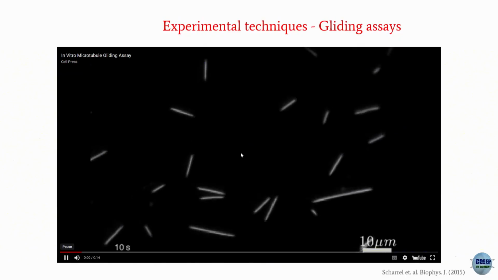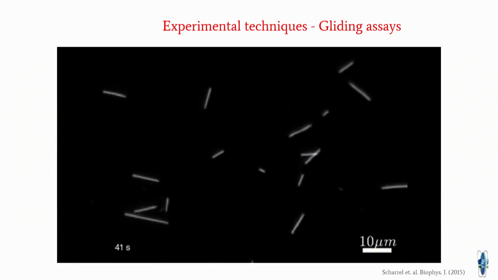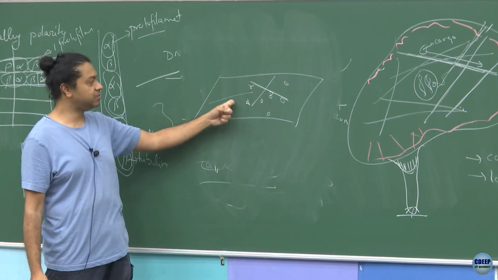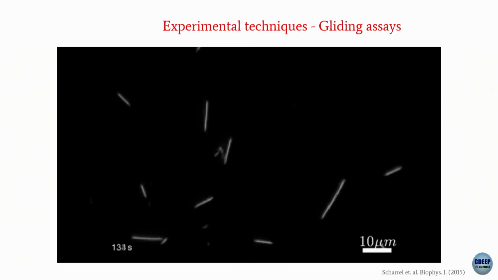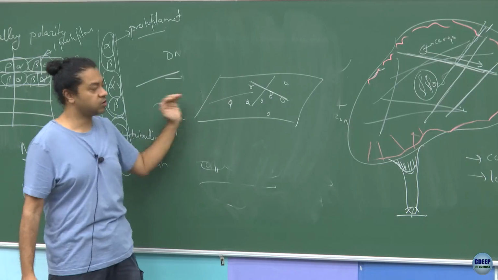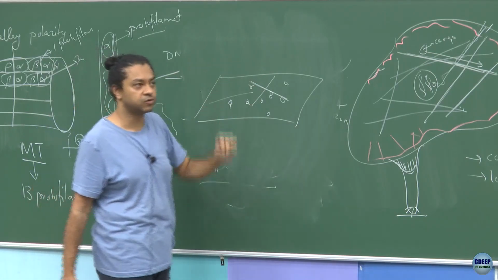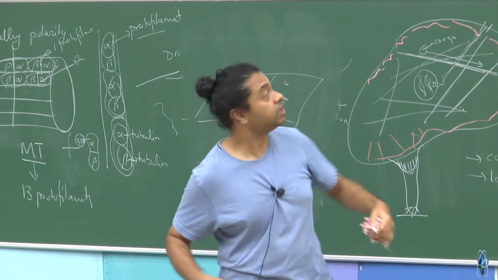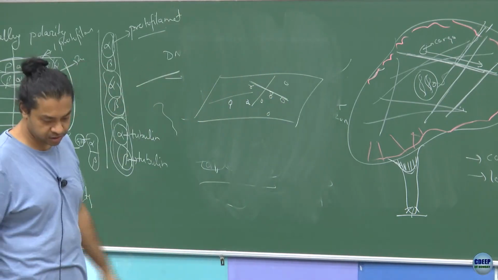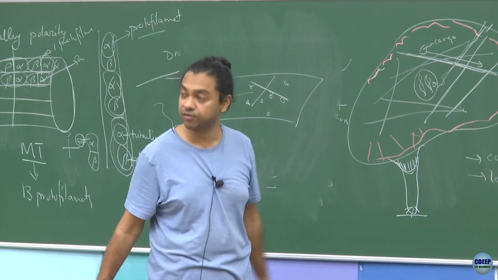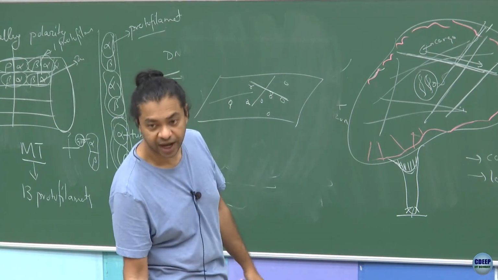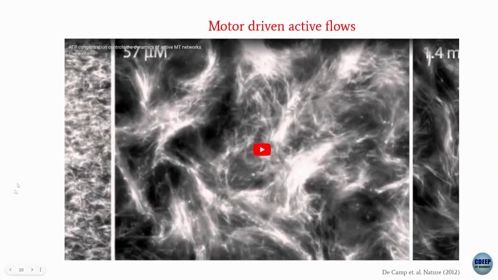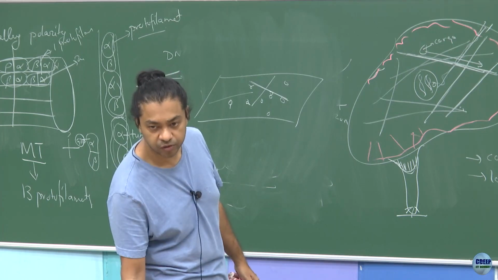If you look at these gliding assay experiments, you will see that these filaments are moving, but they are not self-propelled in some sense. They are moving because there are motors on this surface which you cannot see, pushing these filaments and causing them to flow. This is of course a very dilute limit of these filaments. If you put a very highly dense system of filaments, you can see various interesting things. These are called motor driven active flows.